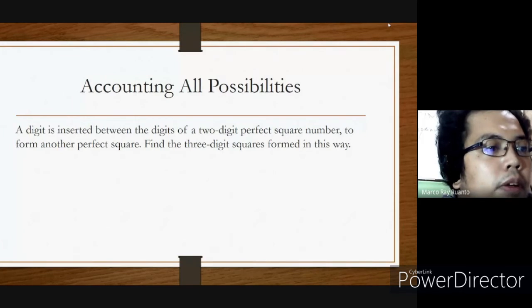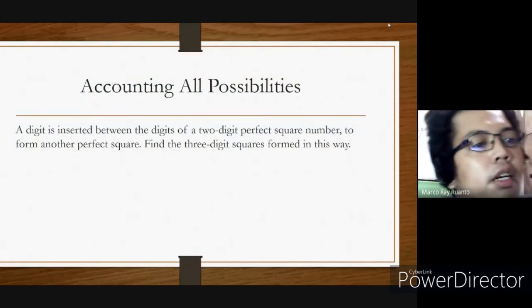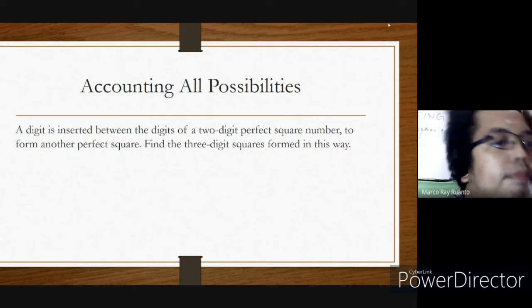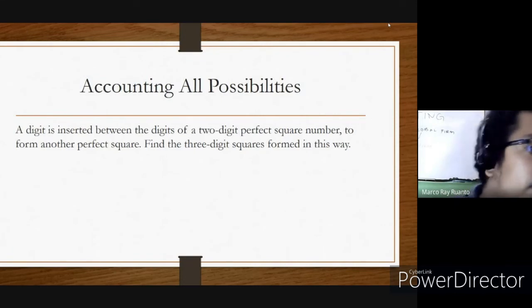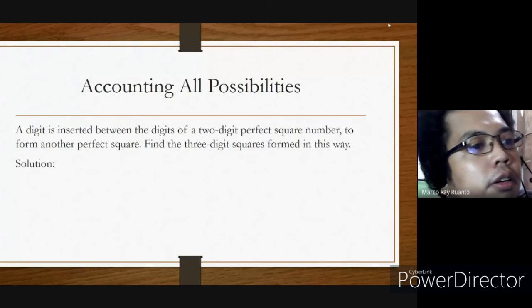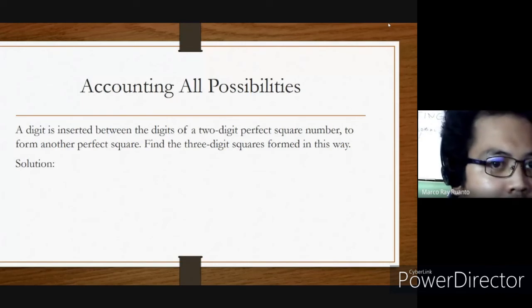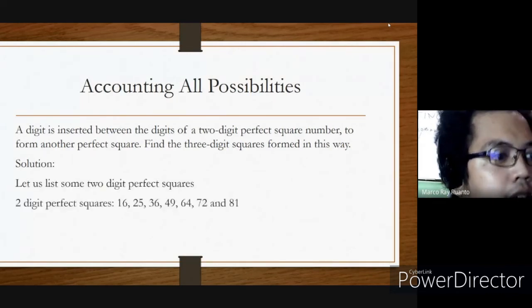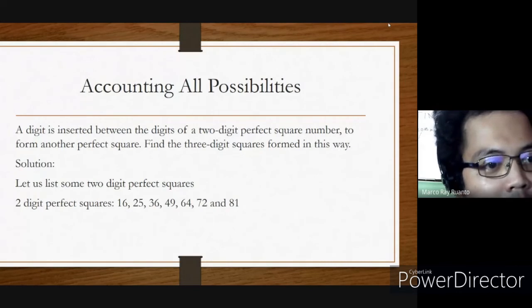Let us say, for example, a digit is inserted between two digits of a perfect square number to form another perfect square number. Find the three-digit squares formed in this way. Solution: first, I will list all the possible two-digit perfect square numbers, and they are 16, 25, 36, 49, 64, and 81.